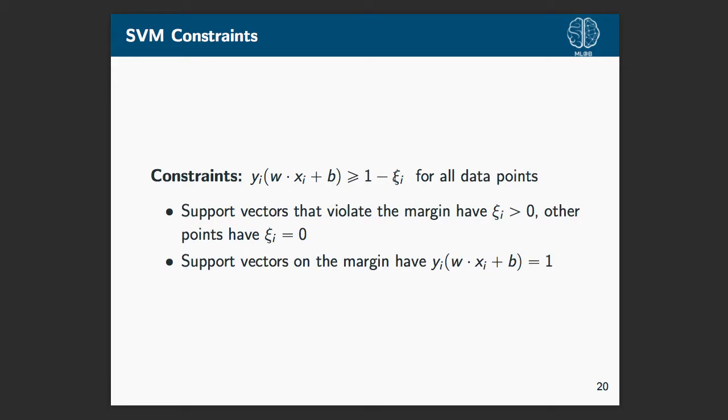So if we remember in the previous diagram, you have a line where the dot product is equal to 1 and negative 1, right? And if it's less than that, that means it'll be inside the margin. So we're basically allowing certain samples to be inside the margin. And then support vectors that are on the margin have the dot product equal to 1.